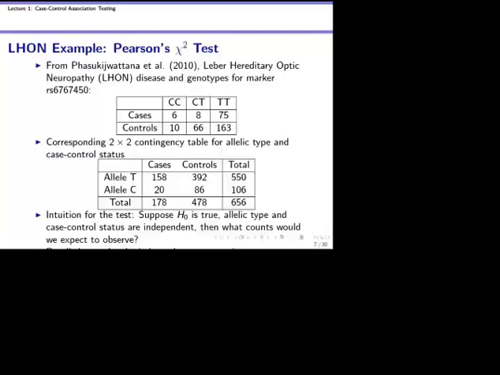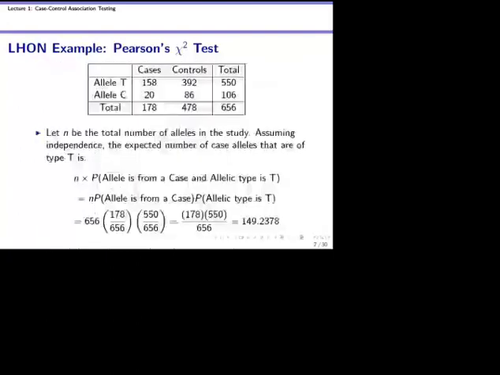We want to know whether or not there's independence between allelic type and case control status. So the intuition for this test is, let's suppose the null hypothesis is true, that there is no association between allelic type and case control status. What counts would we expect? So let's think about this for a minute. Let n be the total number of alleles in the sample. If we assume independence, we want to know the expected number of case alleles that are of type T.